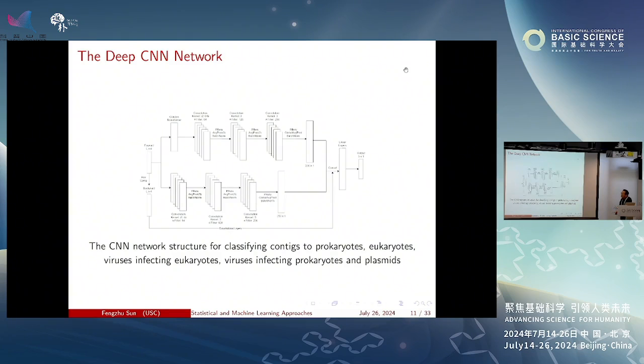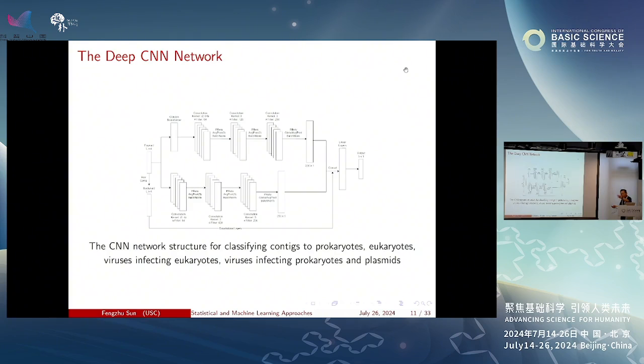For the deep convolutional neural network, the input is just the sequence, and we have the forward strand and the reverse strand. For each strand we consider two types of encoding. One is the nucleotide encoding. Essentially, we consider A, C, G, T as tokens, and we need to decide what k-mer we should use. Then we also use the so-called amino acid encoding.